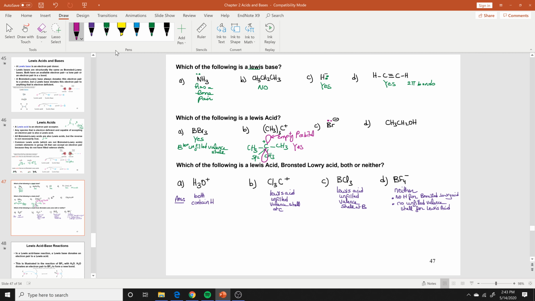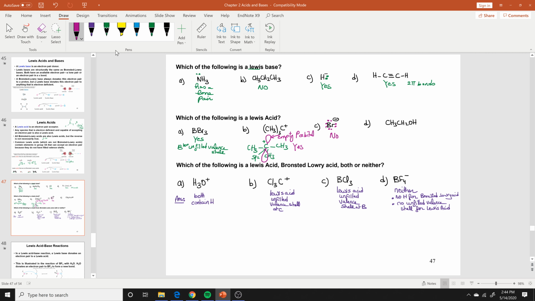The Br negative, no, because it has lone pairs and a negative charge. So the Br negative, there is basically no unfilled valence shell in here. There is no hydrogen, because Lewis acids also can have hydrogens. So no, this is going to be a Lewis base and not a Lewis acid.